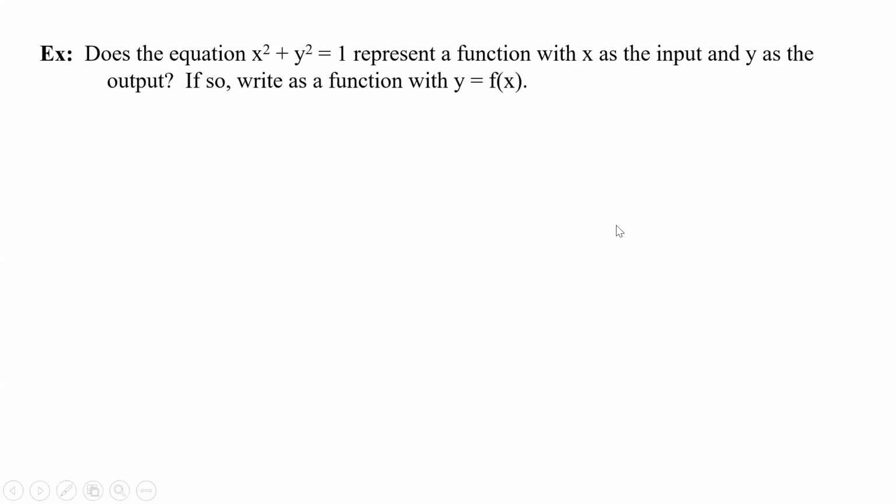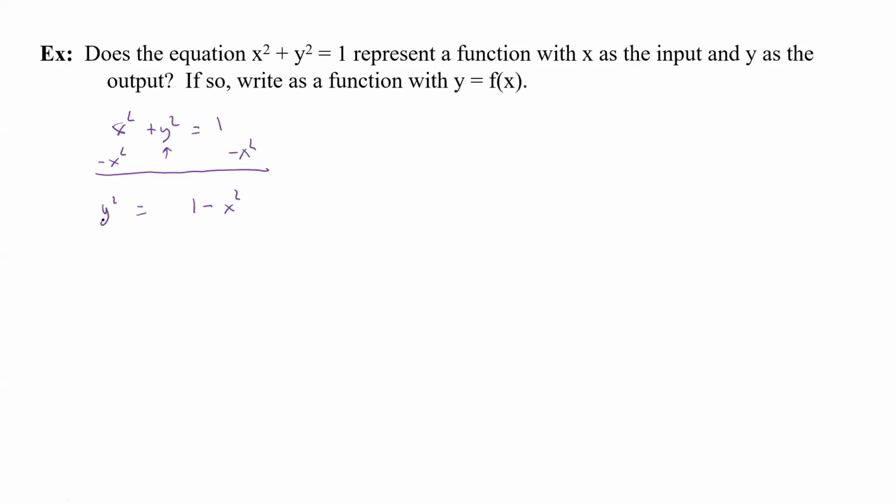All right, so the next one: does the equation x squared plus y squared equal 1 represent a function with x as the input and y as the output? Well, what does that mean? Well, we have to solve x squared plus y squared equals 1 for y. So if we do that, we have to subtract x squared. And so we have y squared equals 1 minus x squared.